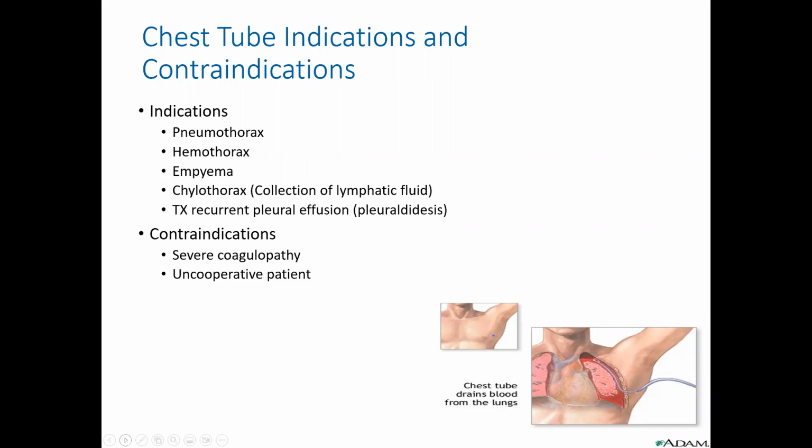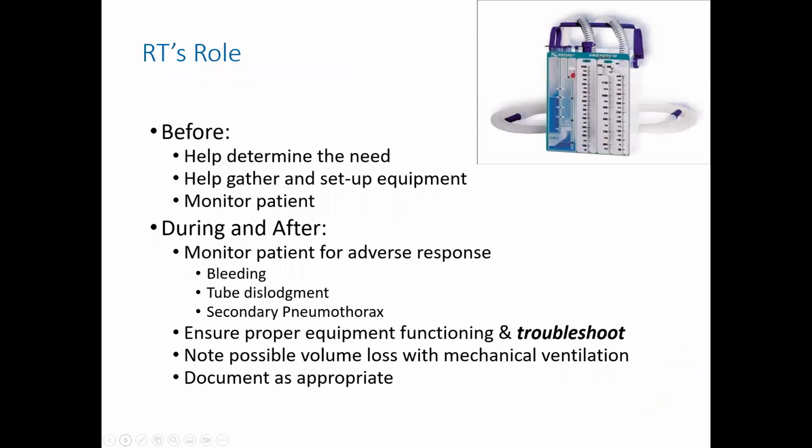Contraindications: severe coagulopathy, uncooperative patient, untrained staff, all the other things that you might actually expect. Our role before is to help determine the need. So be able to recognize that a patient may well be having a pneumothorax, or looking at an X-ray and assessing them, and maybe they have a pleural effusion that's real severe or recurrent. Help gather and set up the equipment, and of course, monitoring the patient.